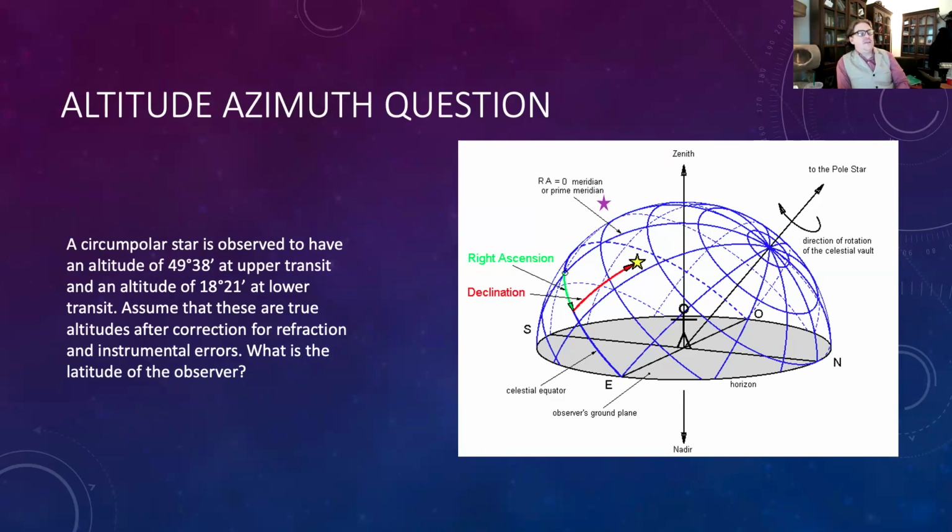If we assume that these are true altitudes after correction for refraction and instrumental effects, what is the latitude of the observer? If you're going to do this, what you would really need to do is calculate the angular distance between these two points, and then cut that in half, and then add it to the bottom one. If you'd like to make a guess at this, please, by all means, put your answer in the comments section.